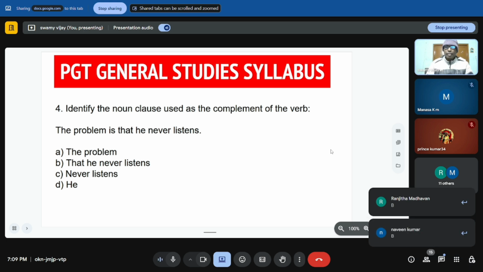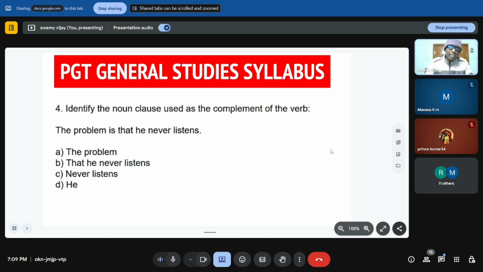Okay, so the answer is option B. "That he never listens" is a noun clause and is used as a complement of the verb. So the problem, what is the problem? That he never listens. That is a noun clause and it is being used as a complement of the verb. Now identify which is the verb here. The problem is that he never listens. Which is the verb here? Where is the verb?